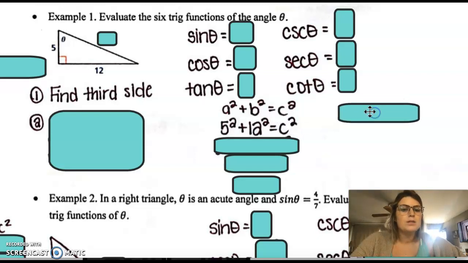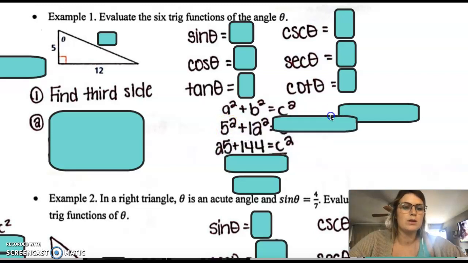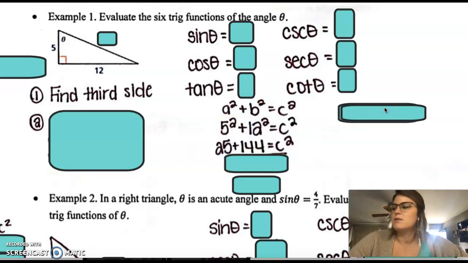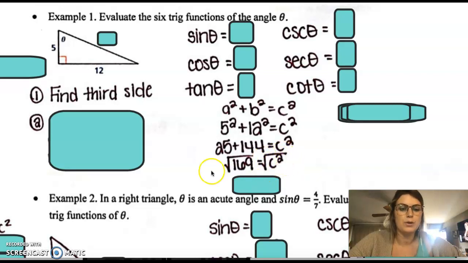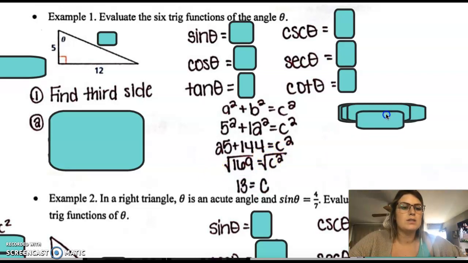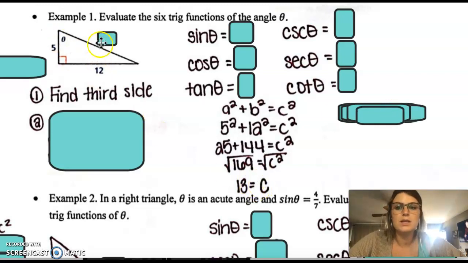Okay, so we'll let 5 be A and 12 be B. So we have 5 squared plus 12 squared equals c squared. That gives us 25 plus 144 is c squared. So 169 is c squared. Remember, to get c by itself, we take the square root of both sides. The square root of 169 is 13. So c is 13. Once we know c, we can put that over here.